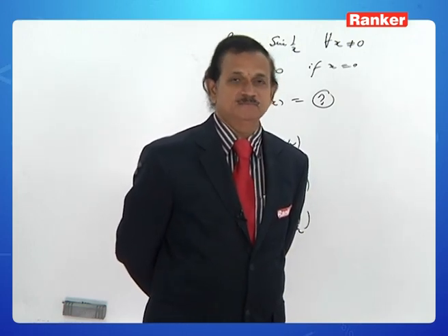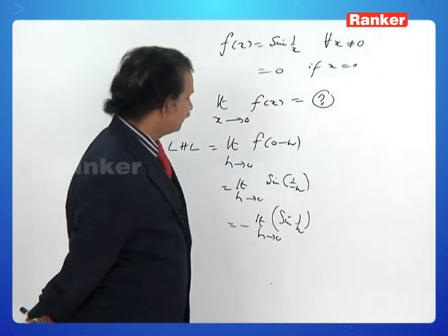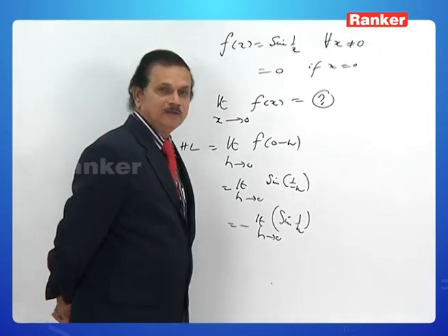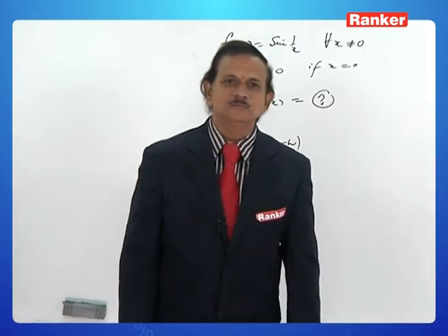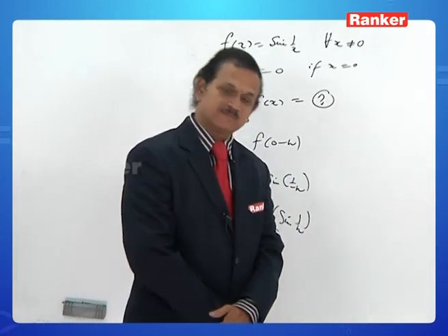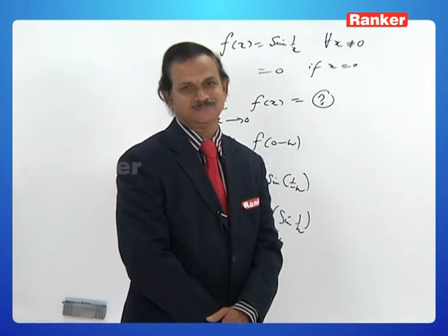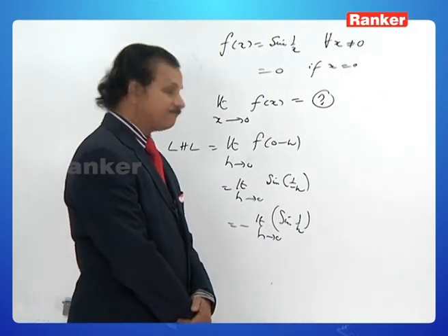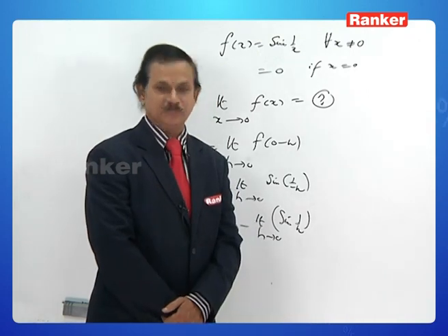Even if you believe that it exists, what do you say about the right hand limit? It is, as h tends to 0, sine 1 by h. Even that is not known. Therefore, this is a peculiar case in which both the left hand limit and the right hand limit do not exist. Yes, therefore, we say that the limit of f of x, that is, the limit of sine 1 by x as x tends to 0, does not exist.